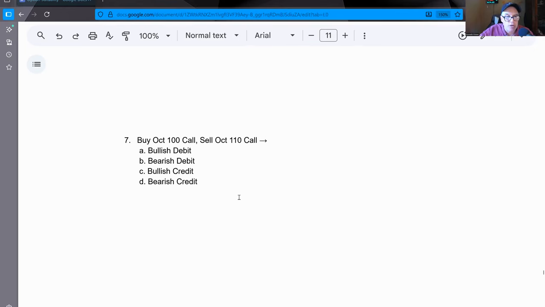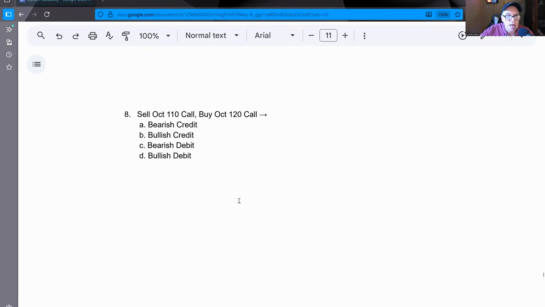Buy in October 100, sell in October 110. The lower strike on the call is the dominant, so buy 100. That's a debit because buy means debit. I'm bullish. I want it to widen and exercise. So this is a bullish debit spread. Letter A as an apple.